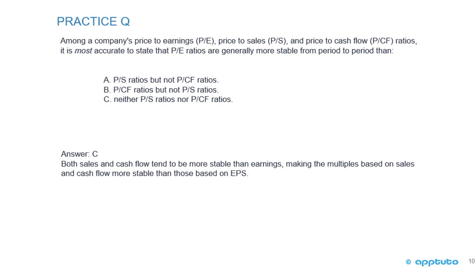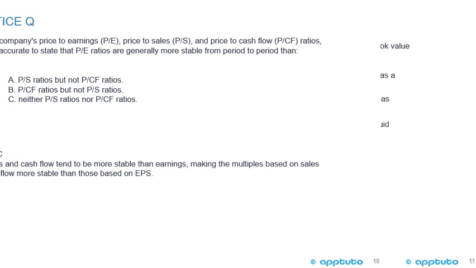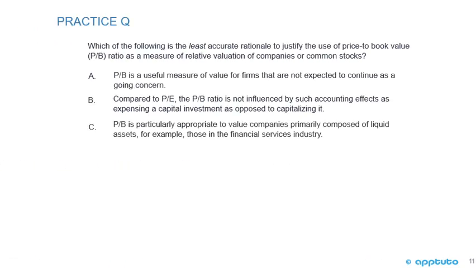Both sales and cash flow tend to be more stable than earnings, making the multiples based on sales and cash flow more stable than those based on earnings per share. Nice little question. Once you've seen it once, you won't forget it. Okay? And one last practice question to finish this LOS.